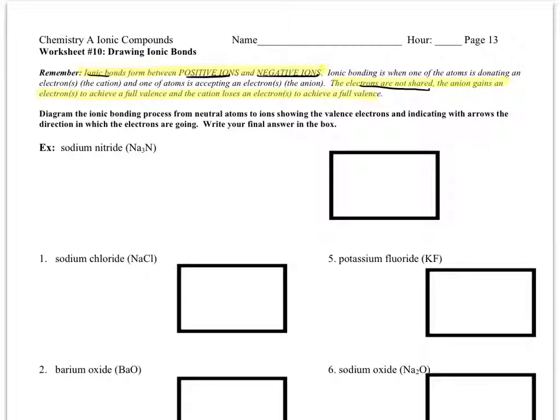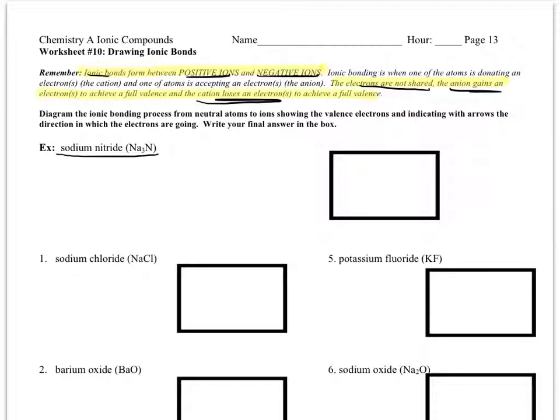shared between the positive and the negative ions, the metal and the nonmetal, but instead the anion, the nonmetal, is going to be gaining electrons or stealing them to fill their shell, and the cation is going to be losing electrons or giving them away, right, to try to get rid of that partially full outer shell. So let's look at an example and then you'll be able to do the rest.